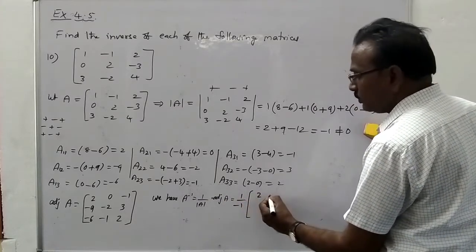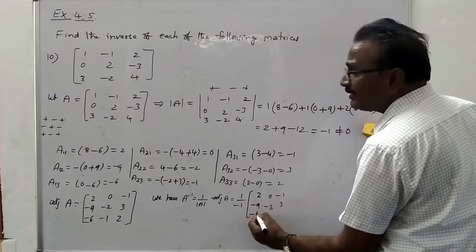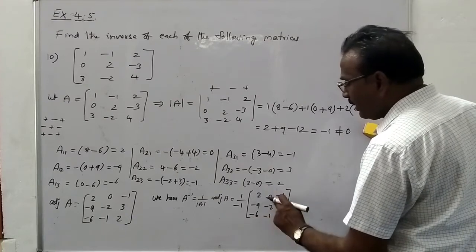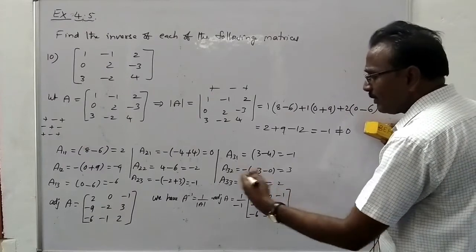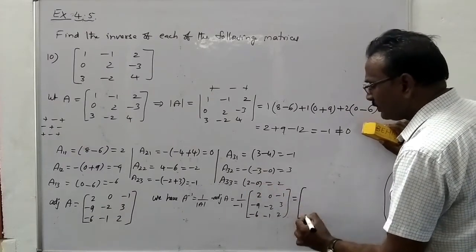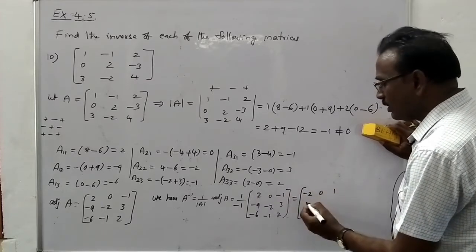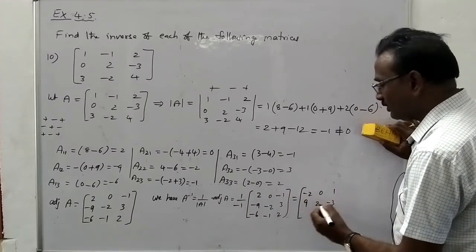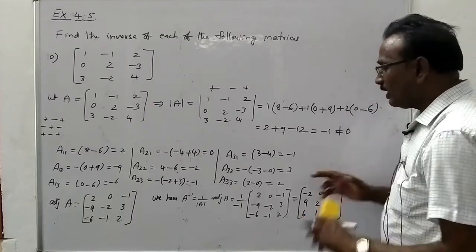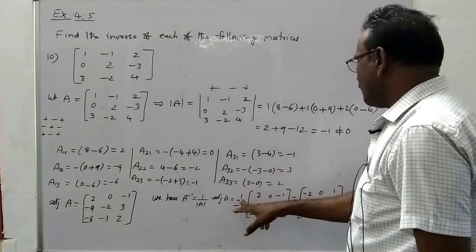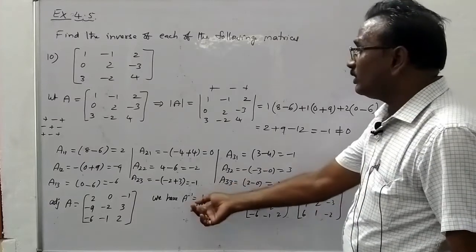So 2, 0, minus 1, minus 9, minus 2, 3, minus 6, minus 1, 2. Multiply every element by 1 by minus 1, which is minus 1. Multiply every element of this matrix by minus 1, so the sign of each and every element changes: minus 2, 0, plus 1, 9, 2, minus 3, 6, 1, minus 2. So this is the required inverse of the given matrix.